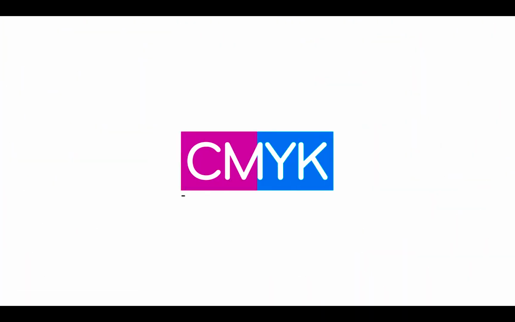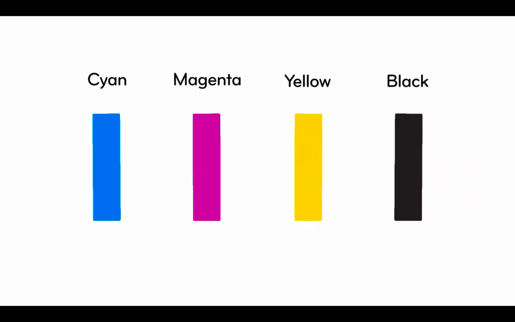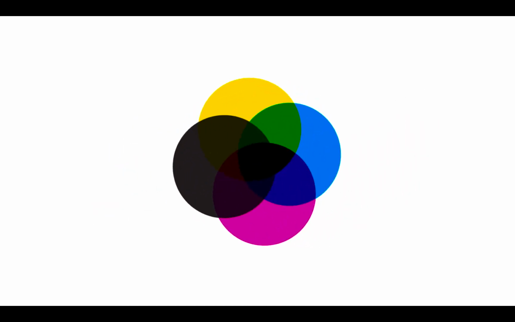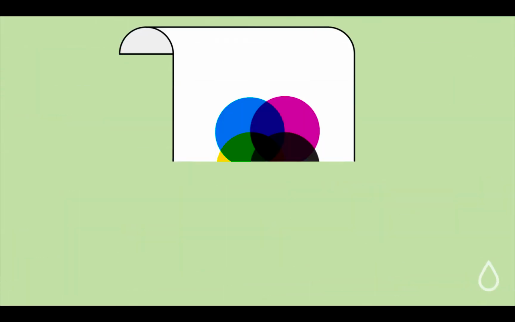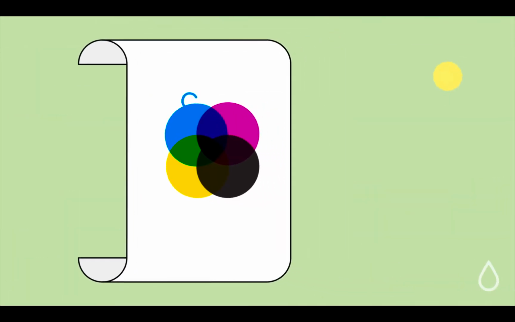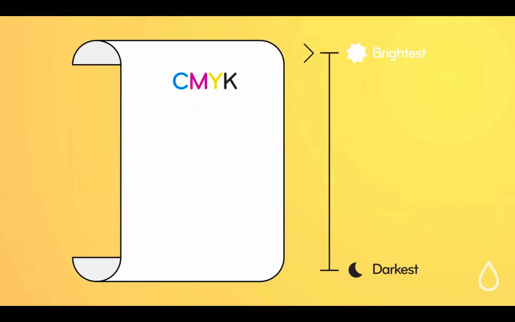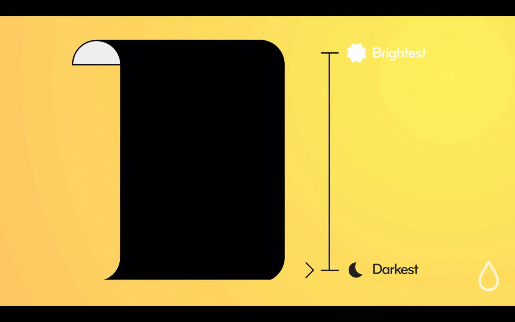Now let's talk about CMYK. Cyan, magenta, yellow, and black. Usually used for printing, these can be represented as a value between 0 and 100. Unlike RGB, when all of the CMYK colors are mixed together, we get black. This is because CMYK is a subtractive color model. The more color we add, the darker it gets, subtracting the amount of light reflected from the paper.